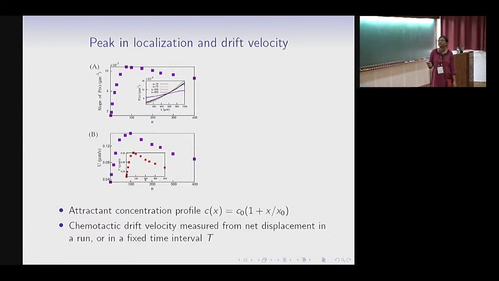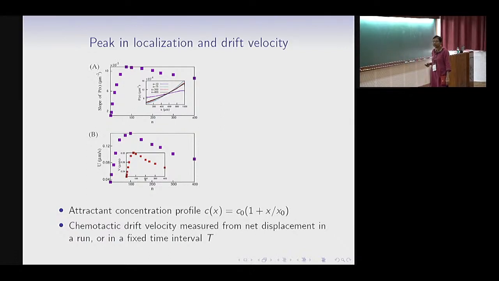So here I have plotted the localization and drift velocity. I consider a linearly varying attractant concentration profile as shown here. Now if the gradient is not too strong, then I can expect the probability distribution of the cell position, P(x), is also linear. In fact, in this inset I show P(x), and it is indeed roughly linear with x, and the slope of this distribution is a measure of chemotactic performance. If the slope is large, that means the performance is strong. So I plot the slope here, and as you can see, at a specific value of n, at a specific cluster size, this slope shows a peak and then it comes down.